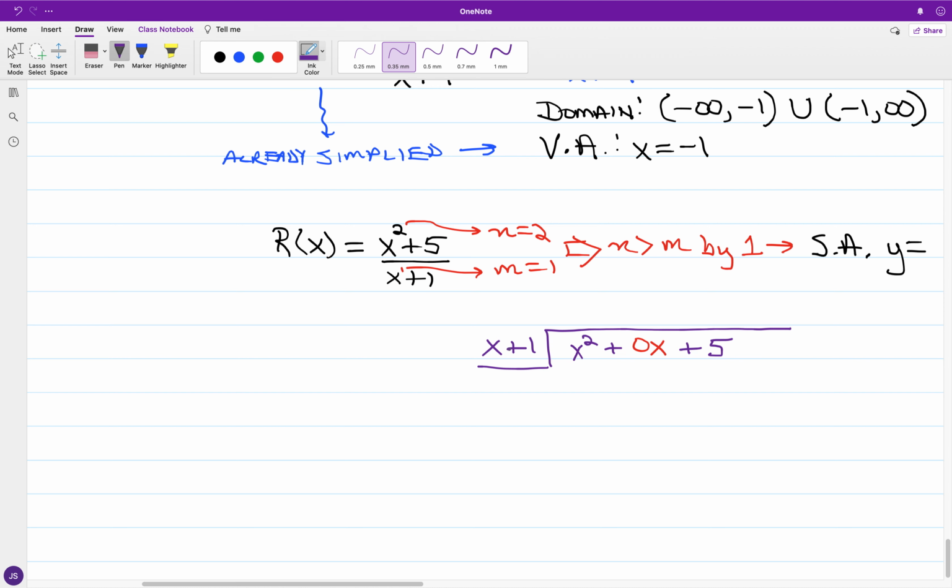So if you were to go with long division, x into x squared is going to be x. And then distributing, x times x is x squared, and then x times 1 is going to be x.